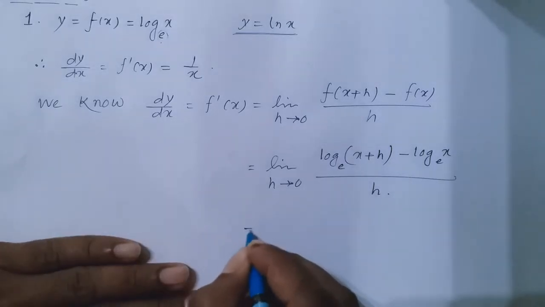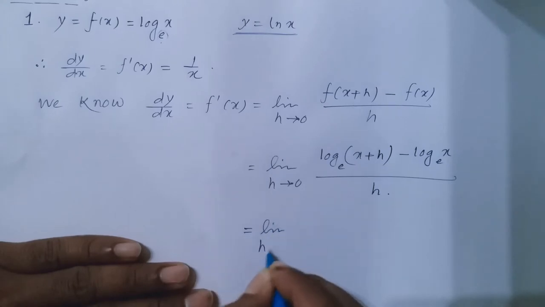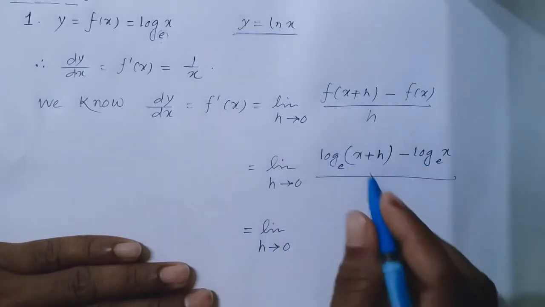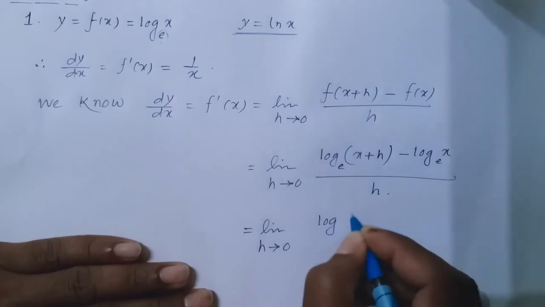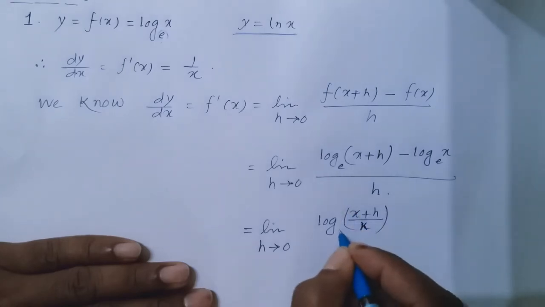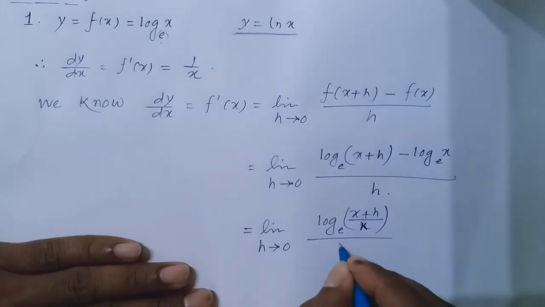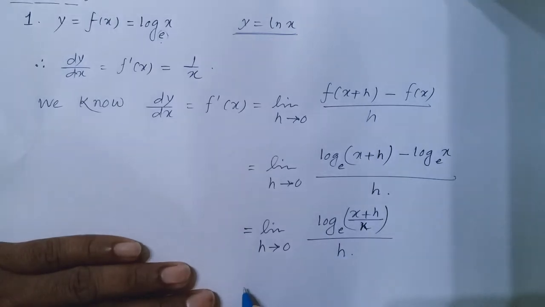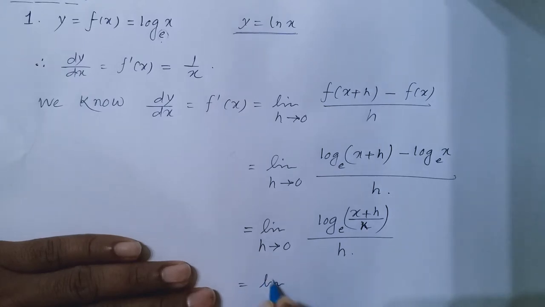So then you see, this is equal to the limit of h tends to 0. Combine these two logarithms and it is simply log of (x plus h) divided by x, and the whole term's base is e, divided by h. Then you see it can be modified like this: limit of h tends to 0, it is actually log of 1 plus h by x, is it not?